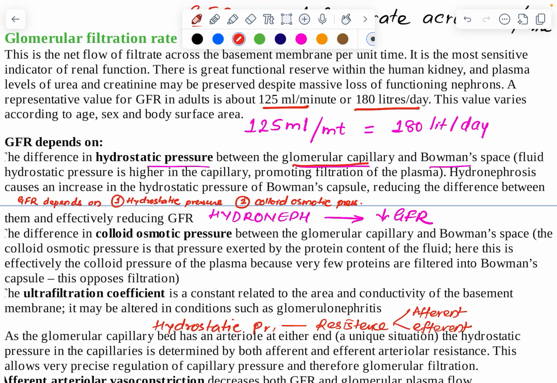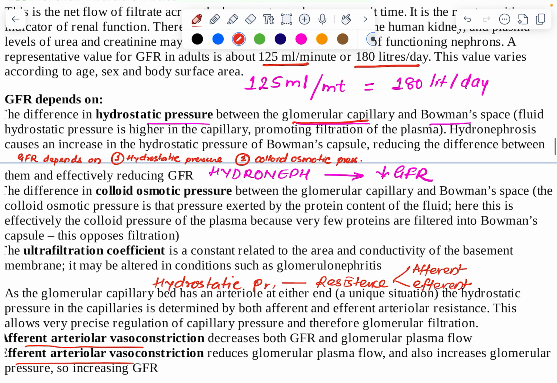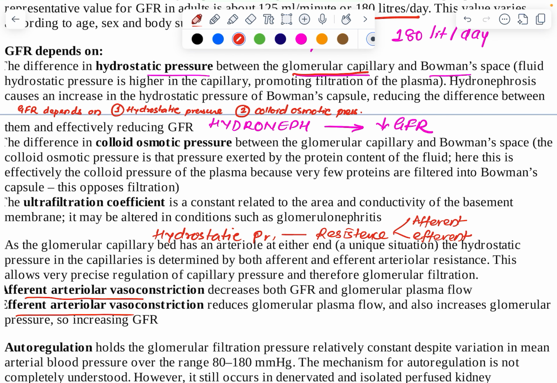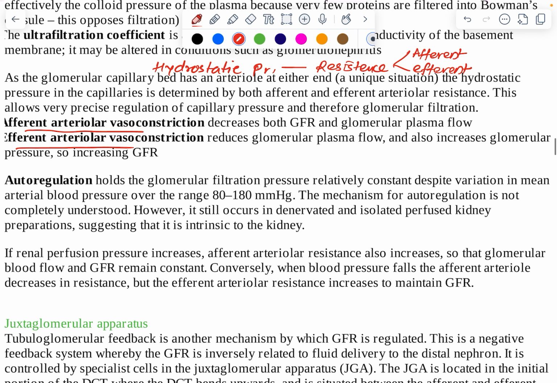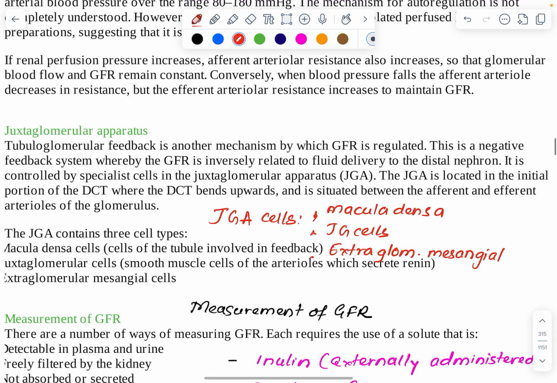The ultrafiltration coefficient is a constant related to the area and conductivity of the basement membrane. Hydrostatic pressure depends on resistance of the efferent and afferent arterioles. Afferent vasoconstriction decreases GFR and glomerular plasma flow. Efferent vasoconstriction reduces glomerular plasma flow but increases glomerular pressure, thereby increasing GFR. So autoregulation holds the glomerular filtration rate steady across a range of pressures, around 80 mmHg.